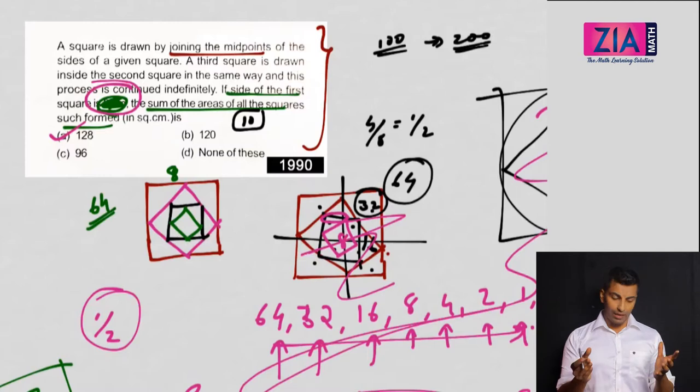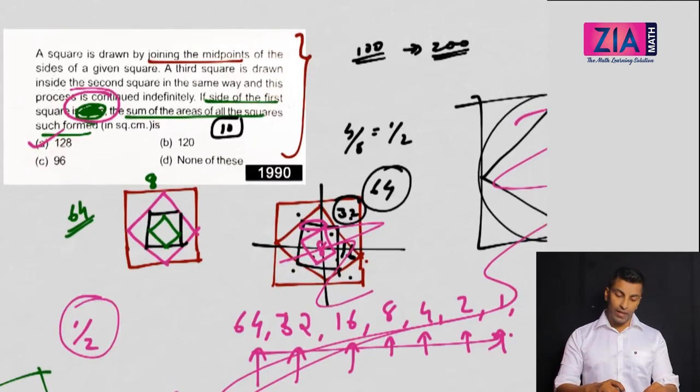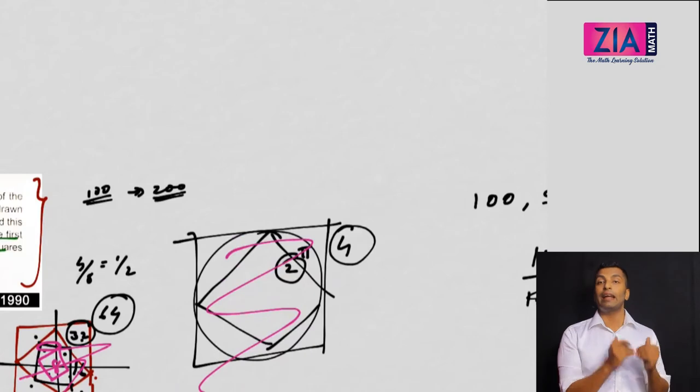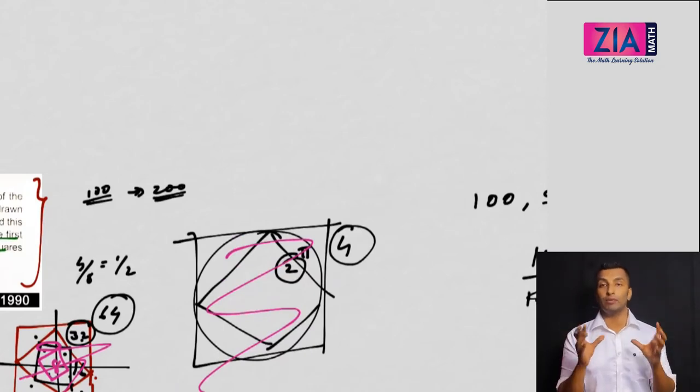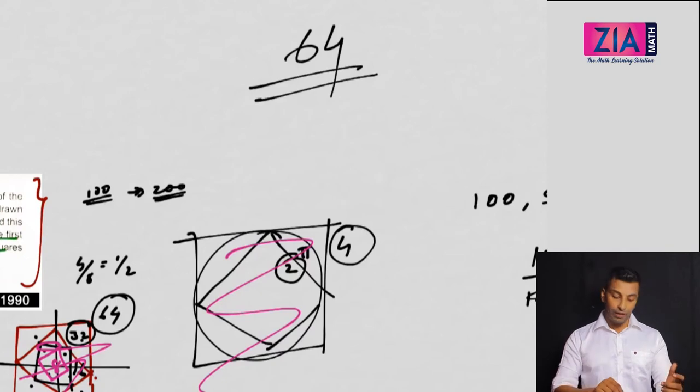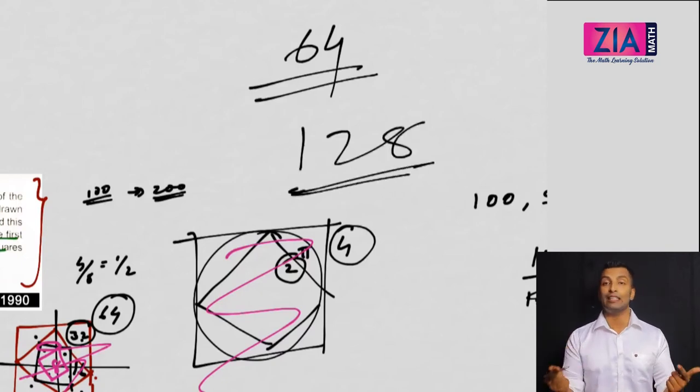Now, let's suppose instead of indefinitely, if they are telling you this is continued for 4 times, then also your answer is ready. You need to find the sum of the first 4 terms, okay? Or if they are telling 10 times, you need to find the sum of the first 10 terms. We have already discussed the method and formula. If it is indefinitely, you may think that it is difficult, but that's the easiest one. You know the outer area, that is 64. Total area will be twice of it, 128. As easy as you can get.